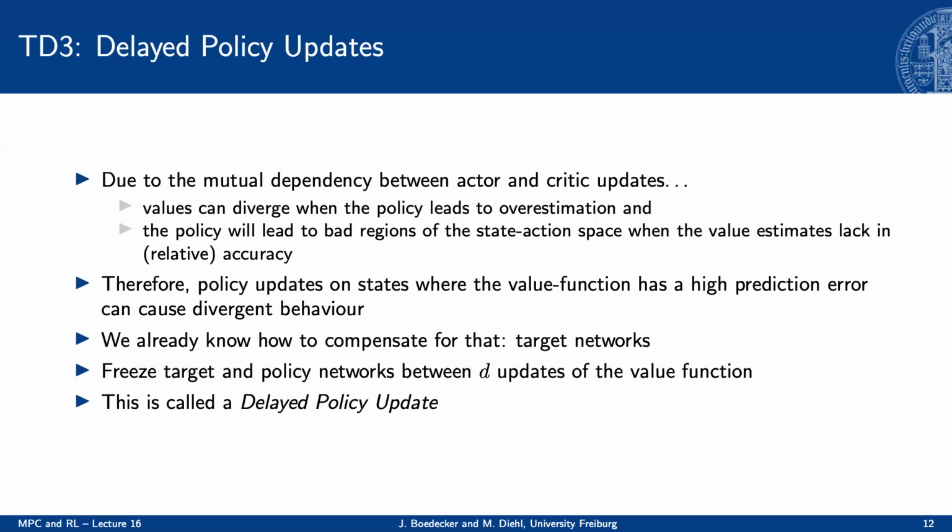And still we can have divergent behavior when we still have some kind of overestimation effect. Sometimes the policy will lead us to bad regions of our state action space if the value estimates are just not good. If we then use that for bootstrapping in the updates for the policy parameters, that can lead us to bad regions that we maybe don't want to get to. That will also slow down the learning process.